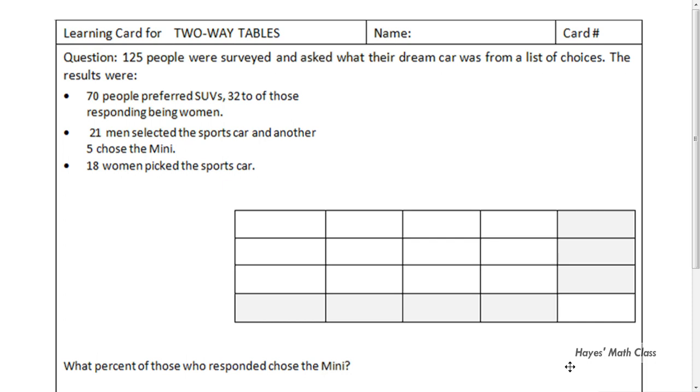Yay! So anyway, thought we'd kick off with our learning card for the last little bit of the stats unit. Learning card for two-way tables. We're in card 2-1 because we're in second semester. Name. That's for you if you want. But we're going to talk through this, go through an example.